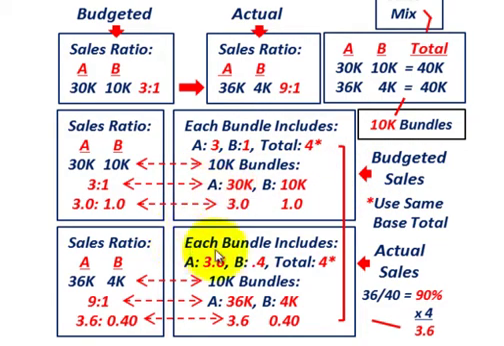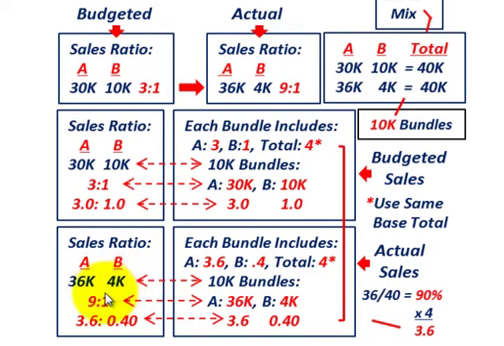Now let's go down and look at our actual sales. We're going to have to do some conversion here. And again, our sales ratio, we had 36,000 for A, 4,000 for B, a 9:1 sales ratio based on those amounts.